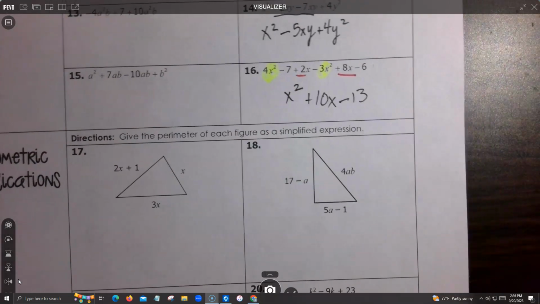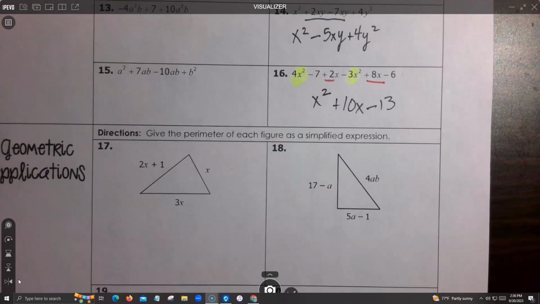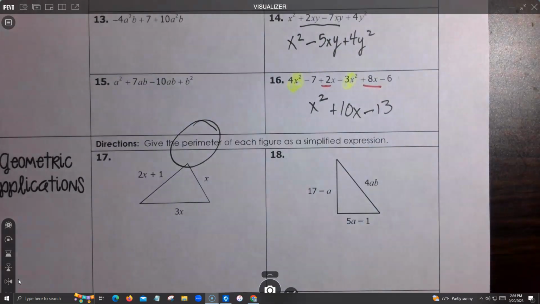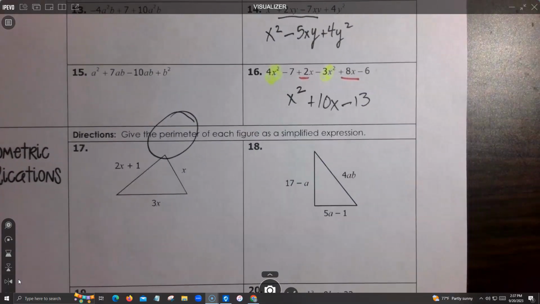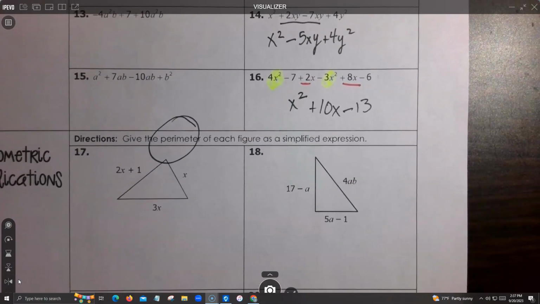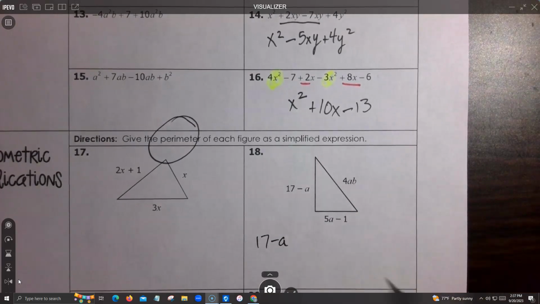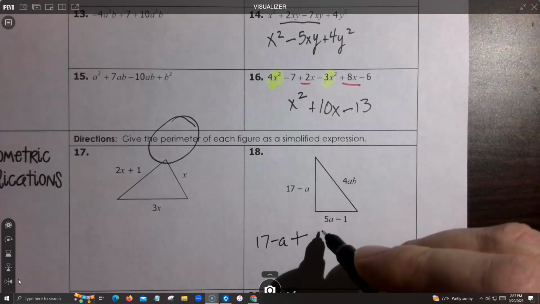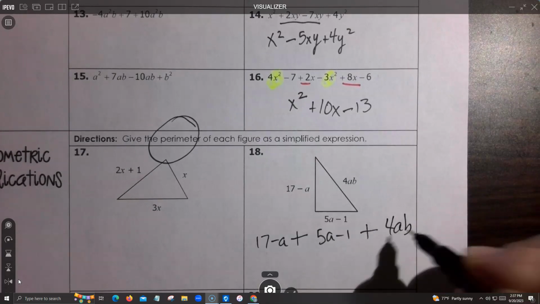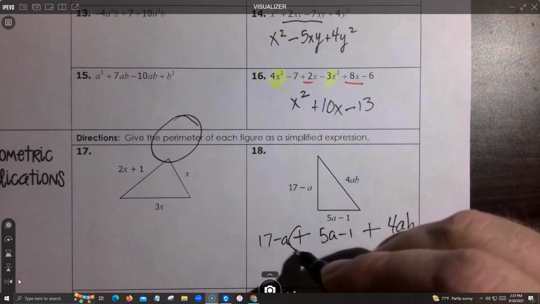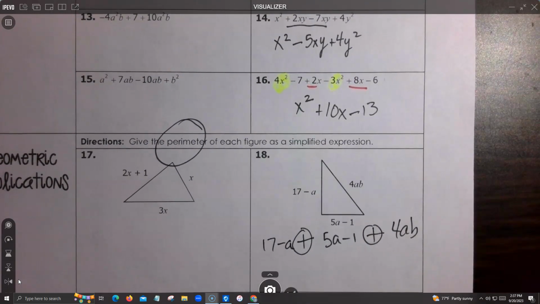All right, so the last thing, number 18, I'm going to do. There's 4 problems here, but I think you'll get the hang of it with just one. Perimeter means adding all the sides. So this is a geometry example of how to use the algebra you just did. So I'm going to add up all my sides. So I'm going to put down here 17 minus a plus 5a minus 1 plus 4ab. Okay, so I'm just adding. I'm going to circle these pluses so they don't get confused with the other things. So I'm adding all 3 sides together.